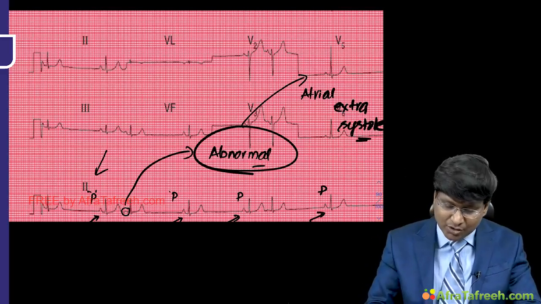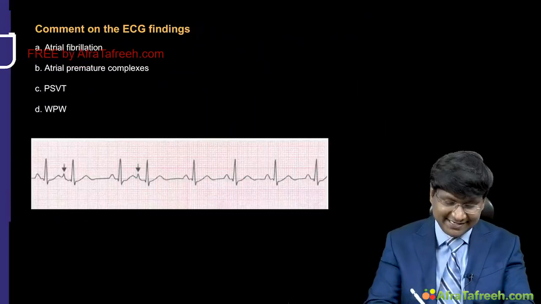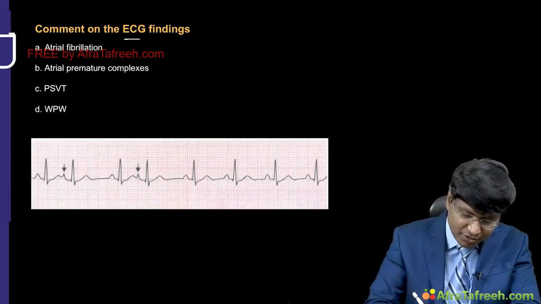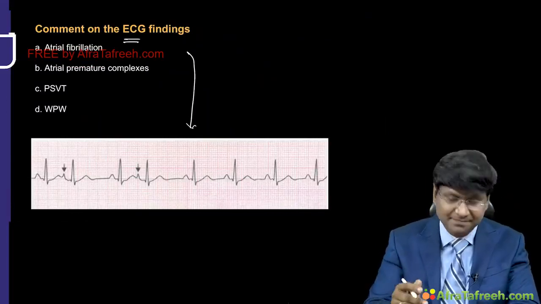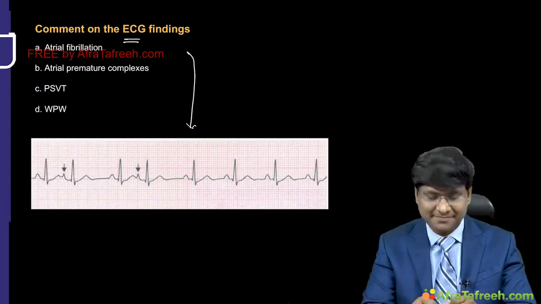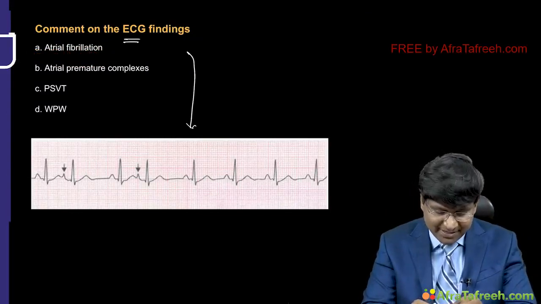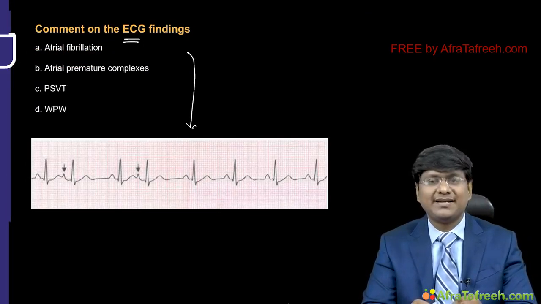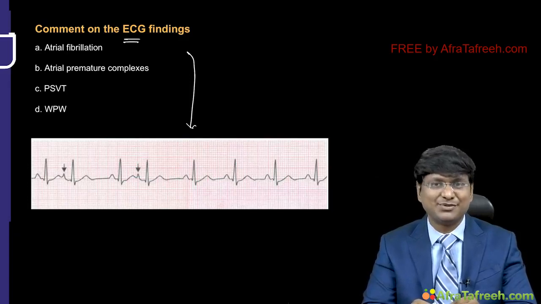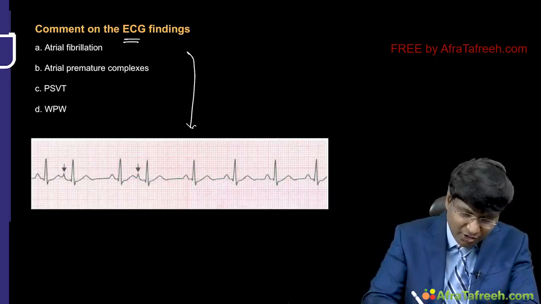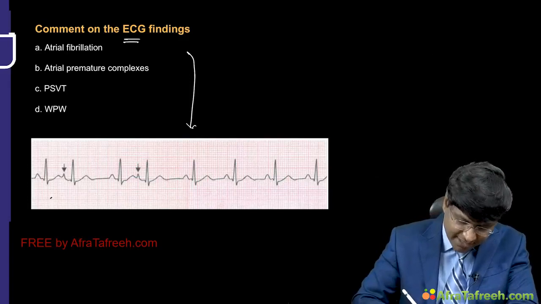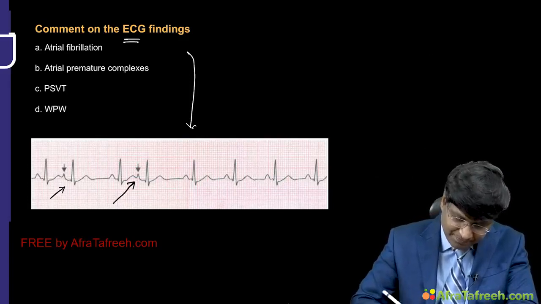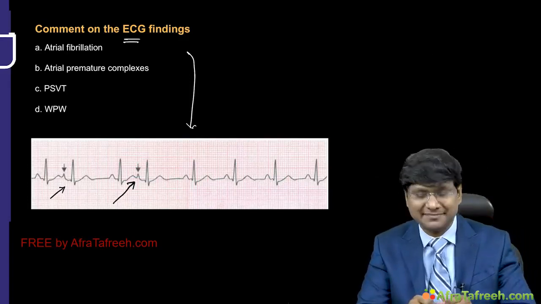Now, let me also show you one more ECG here. The question is, comment on the ECG findings below. The options are atrial fibrillation, atrial premature complexes, paroxysmal supraventricular tachycardia, WPW syndrome. Okay, so the abnormal P waves are marked here.